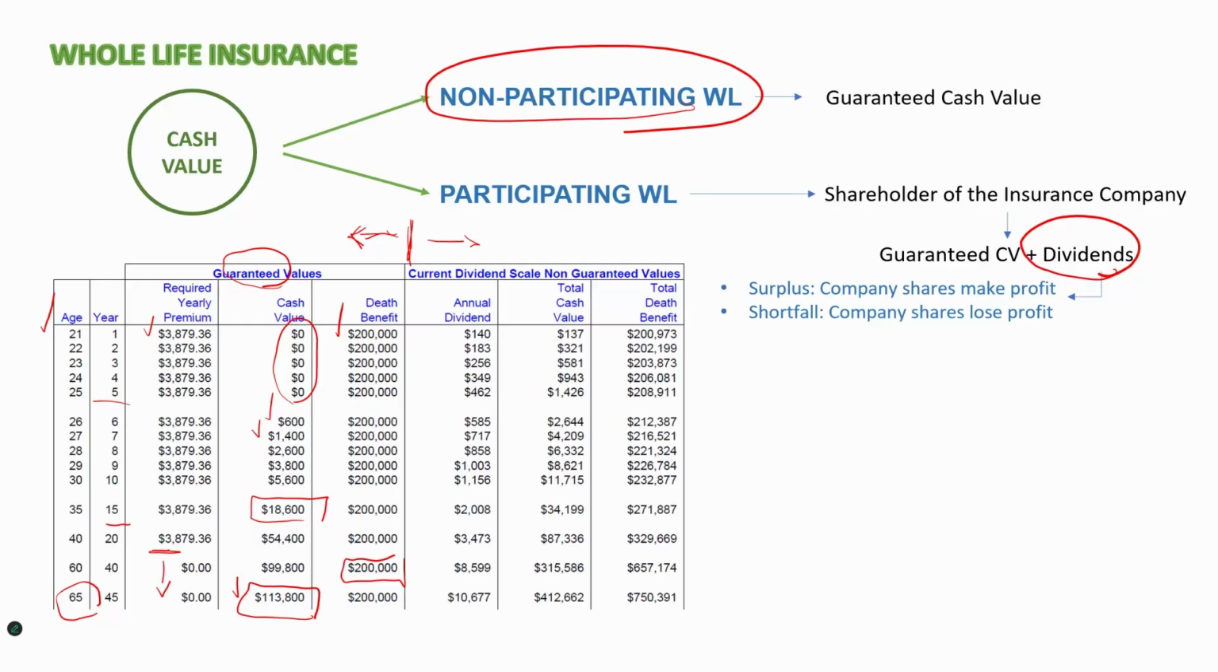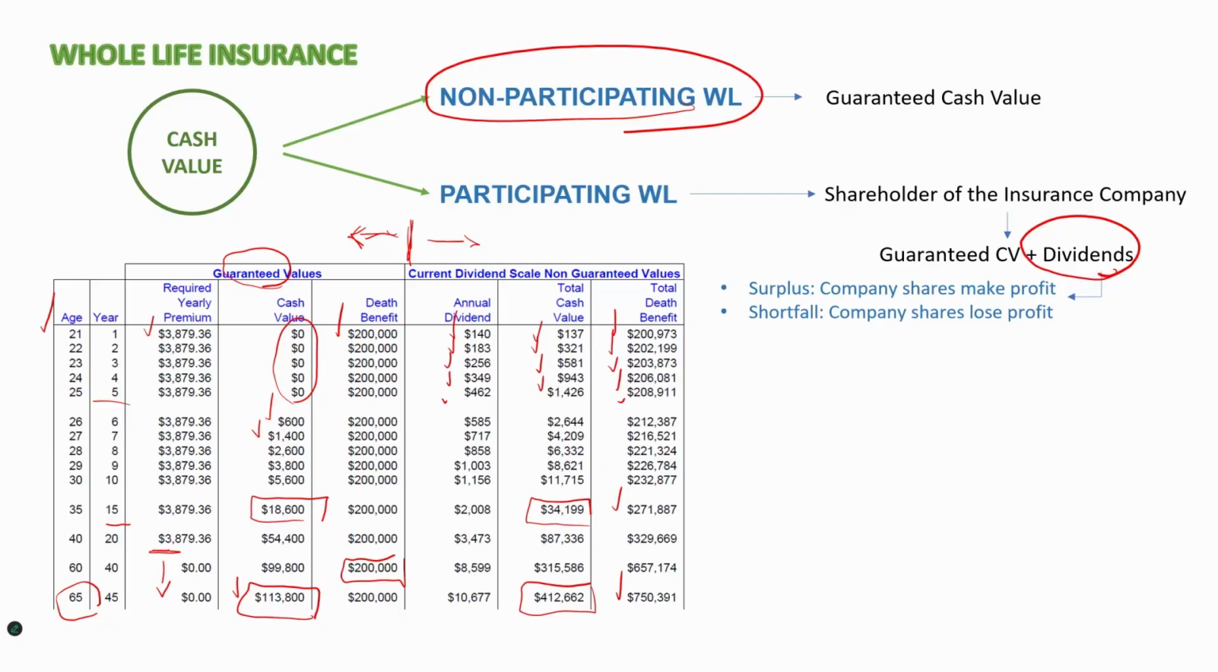But as you can see, because of the dividend options and these dividends being added to the cash value, it is not zero anymore. It's also making the death benefit grow as well, which we're going to talk about. In this case, after 15 years, there is $35,000 of cash value, or 34, and there's $271,000 of death benefit. Also, at age 65, there's $412,000 of cash value and $750,000 of death benefit.